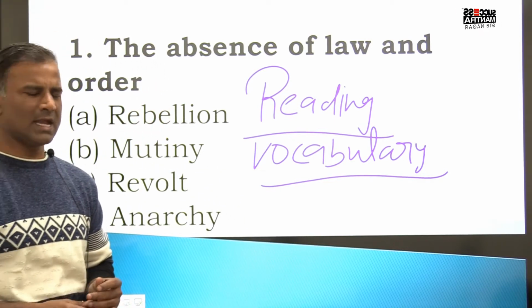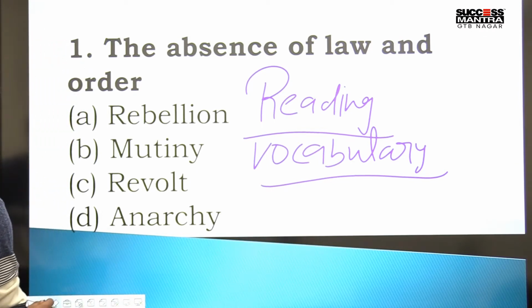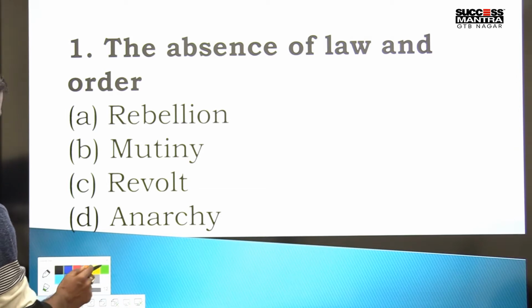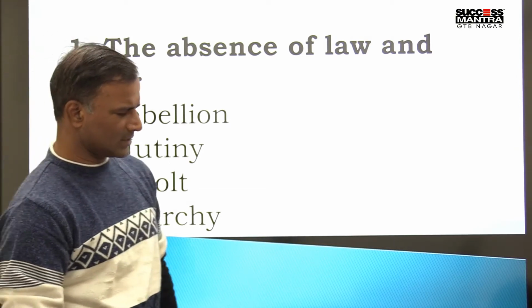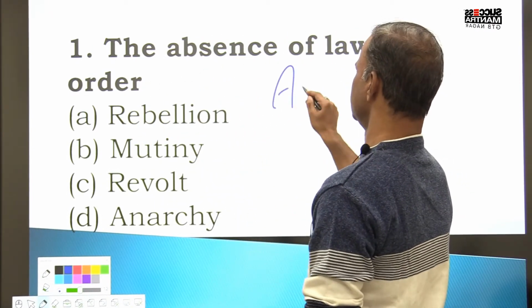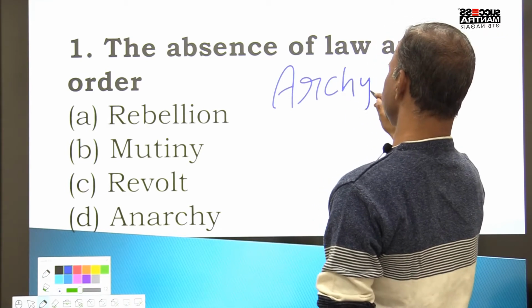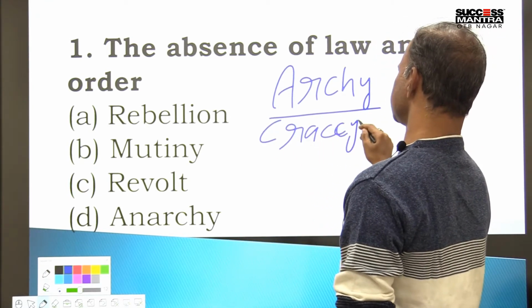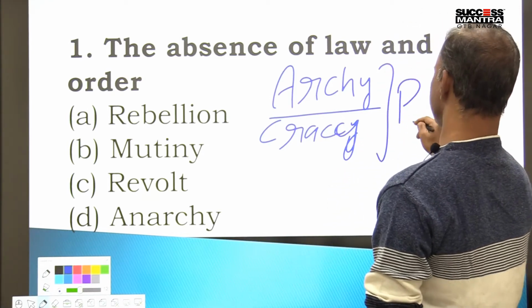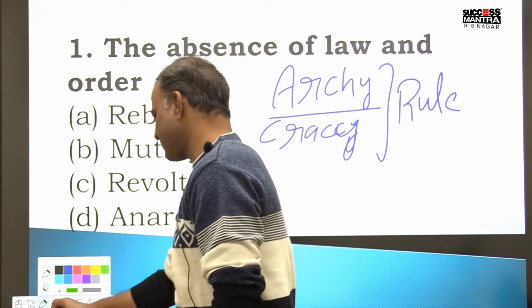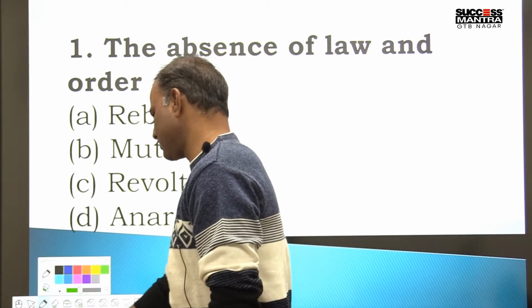The first word: the absence of law and order. Absence of law and order, guys. We'll be studying words related to this. First of all, anarchy and democracy. If we go with archy and cracy, we say rule and session. So this is basically called rule, and I'll try to give you an idea about how many types of rule we have.